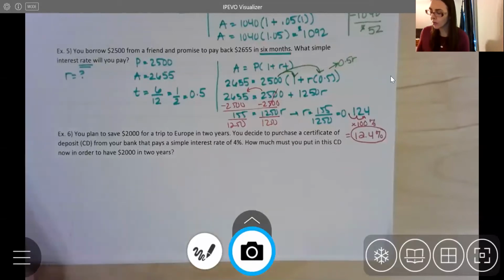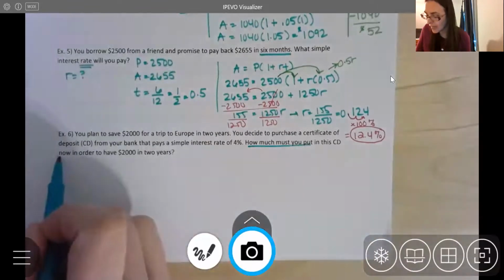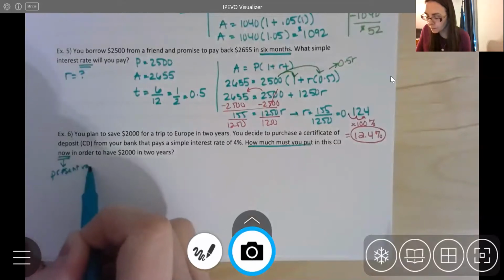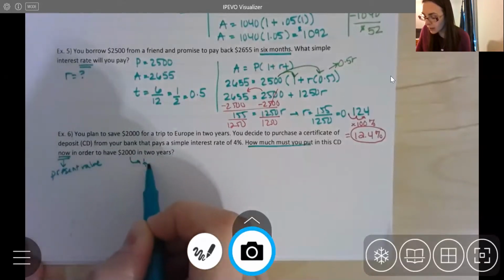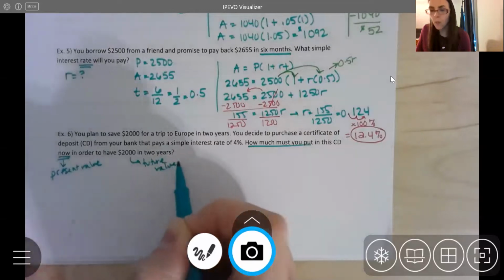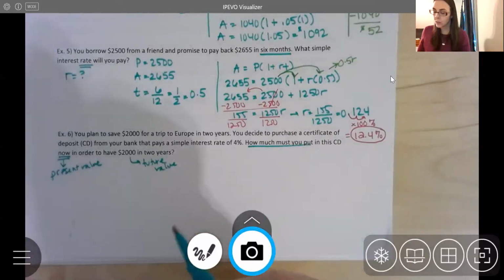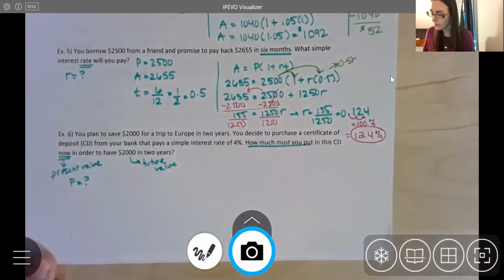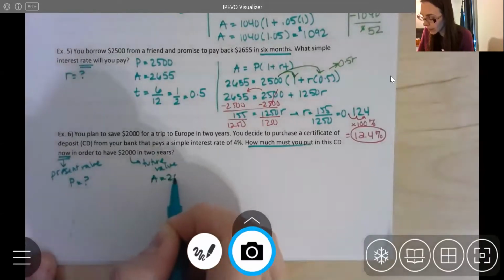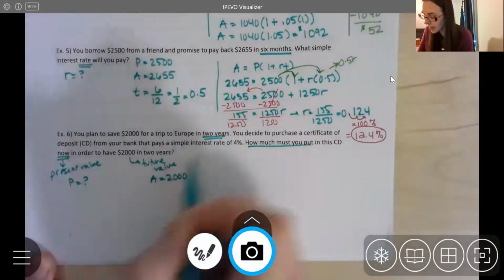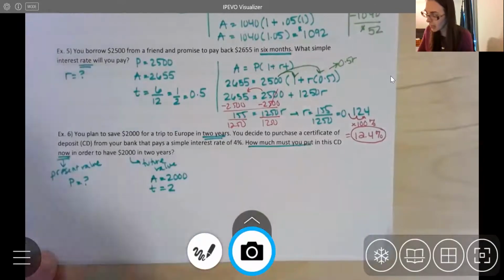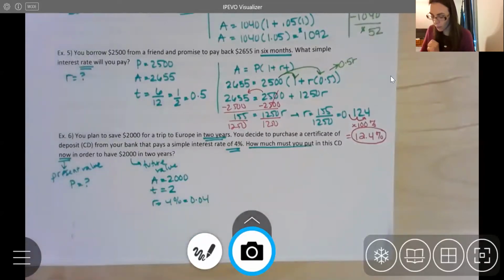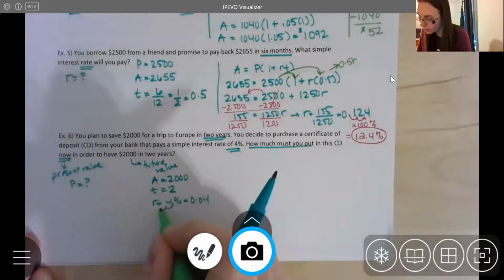So think about what's going on here. I don't know how much to put in now. Now is another way to think of present value, right? And this 2,000 is the future value, right? Because this is what I want later on in 2 years. So I don't know my present value here, which is also the principal. I know I want my future value to be 2,000. I know my time is 2 full years. And I know my interest rate is 4%, which is going to be 0.04 once I go ahead and convert that over.